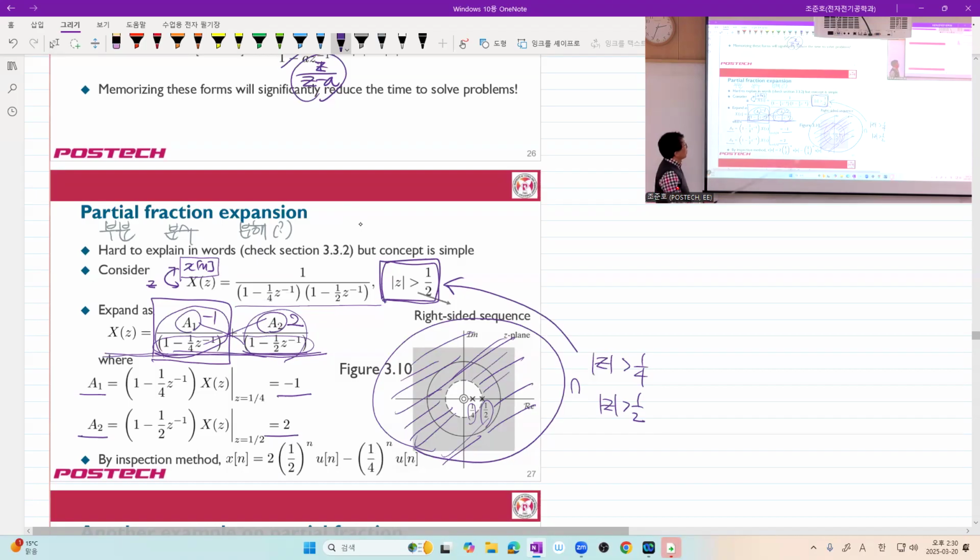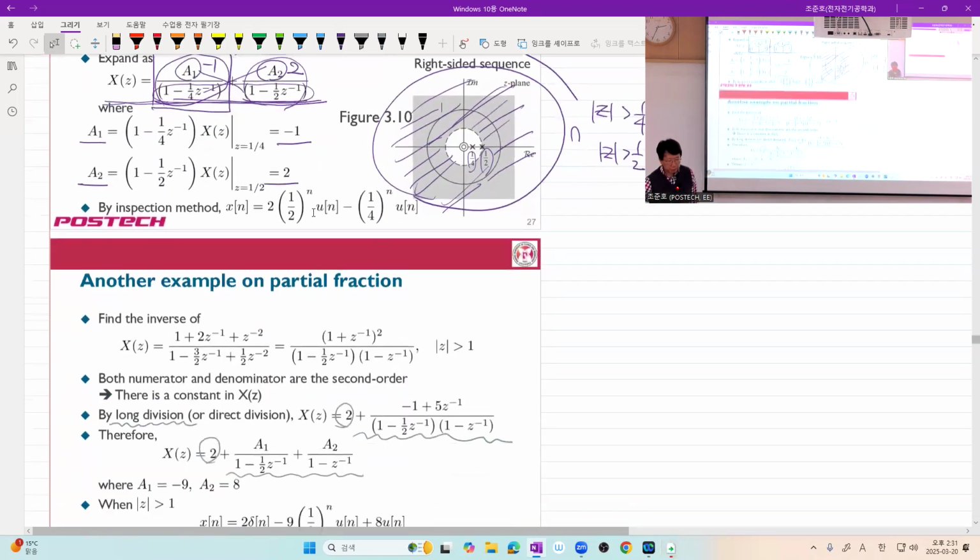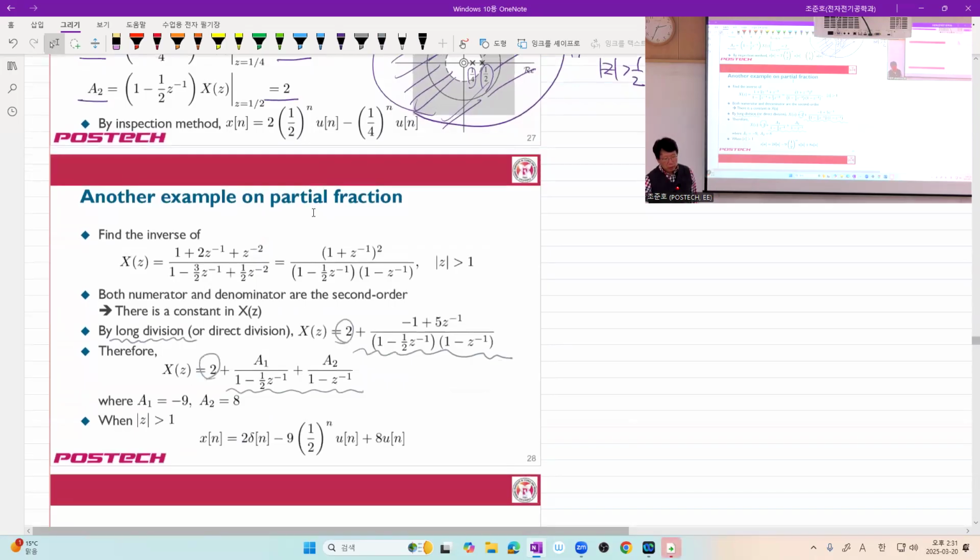So from this knowledge, you have -1 times 1/4 raised to the power of n, u[n]. And what about that one? You have 2 times 1/2 raised to the power of n, u[n]. Then you are done. Got it? So this is partial fraction expansion combined with the inspection method. Got it? Here goes another example.